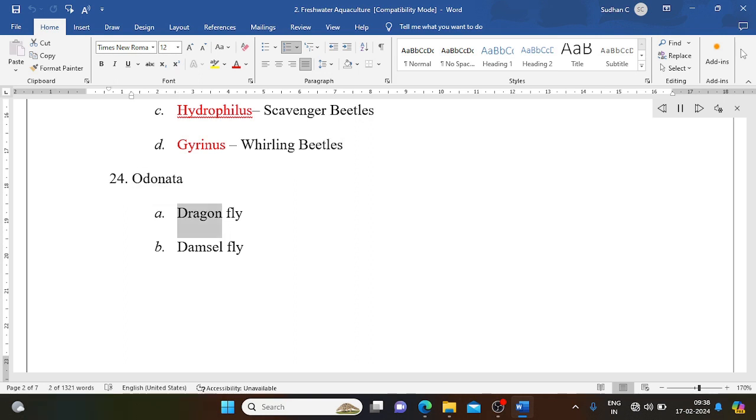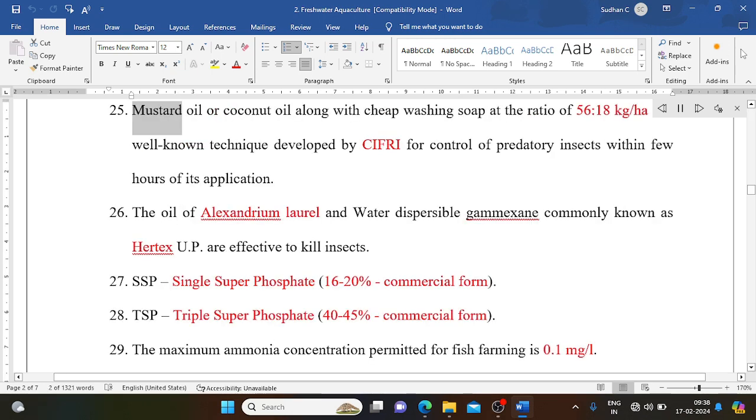Odonata. Dragonfly. Damselfly. Mustard oil or coconut oil along with cheap washing soap at the ratio of 56:18 kg/ha is a well-known technique developed by CIFRI for control of predatory insects within a few hours of its application. The oil of Alexandrian laurel and water dispersible gamexane, commonly known as Hairtex UP, are effective to kill insects.